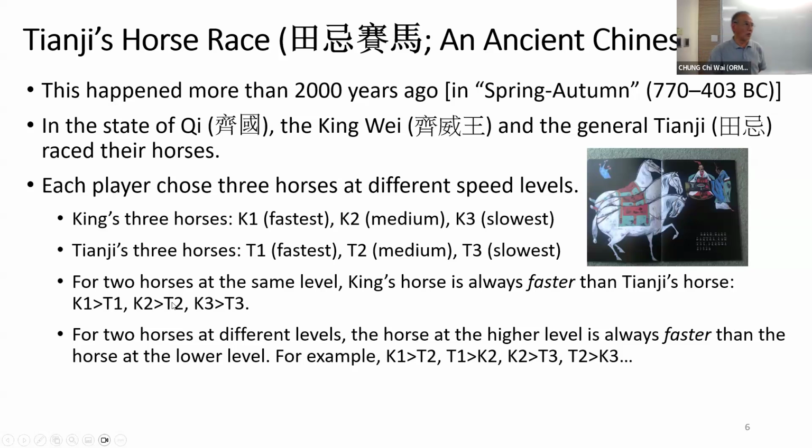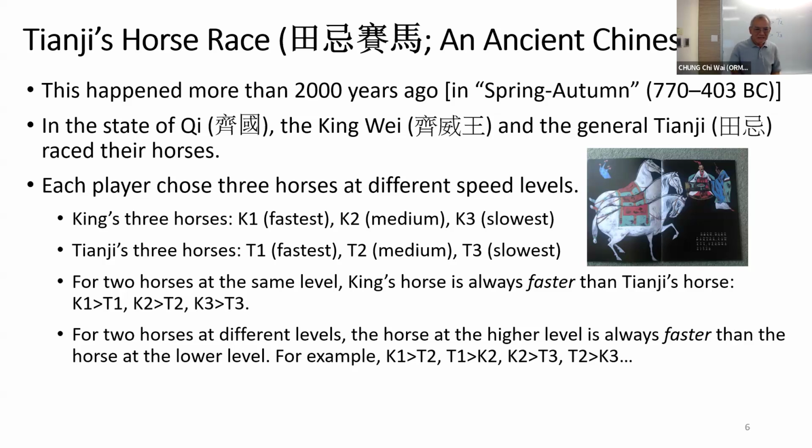So that's the rule of the game. For 2 horses at the same level, 1, 2, or 3, the king's horse is always faster than Tianji's horse. So here we know that K1 is always better than T1 because these 2 horses are the same level, K2 is always better than T2, and K3 is always better than T3.